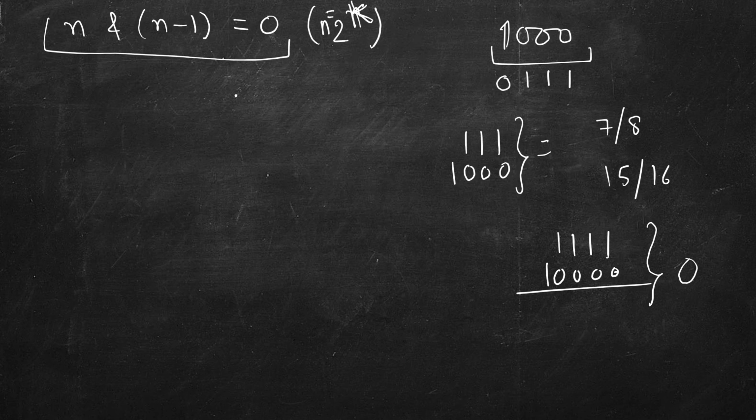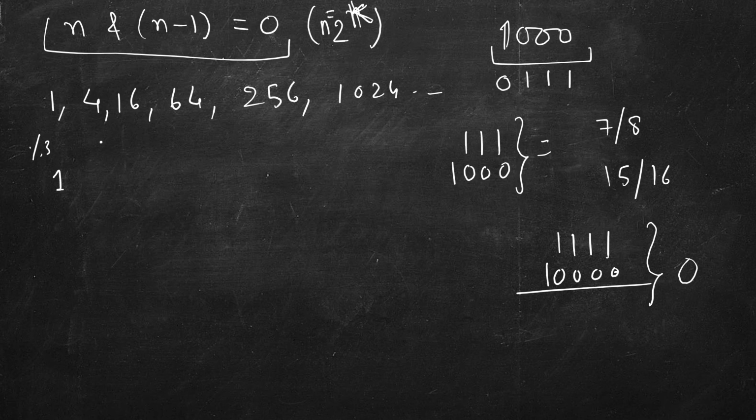That is, there is only one bit set. So this check will guarantee that. But there is one more property here for powers of 4. So let's write that. We have 1, we have 4, we have 16, 64, 256, 1024, and so on. So if you take modulo 3, you get 1. Modulo 3, you get 1. Modulo 3, you get 1. Here also you get 1. Here also you get 1 and 1.